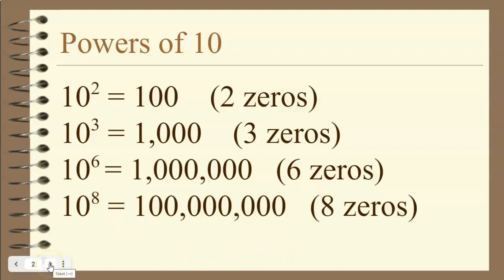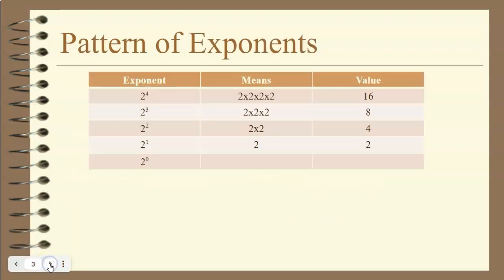Now let's take a look at the power of 0. It helps to look at the pattern of our exponents. I picked 2 because 2 is easy to see. So we have 2 to the fourth power, 2 times 2 times 2 times 2, 2 to the third, 2 to the second power, 2 to the first power, and 2 to the 0 power. If we look at our values, how do we get from 2 to 4, and from 4 to 8, and from 8 to 16? Yep, we multiply by 2.